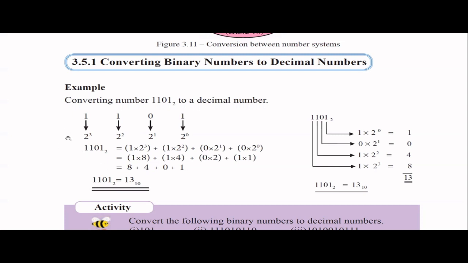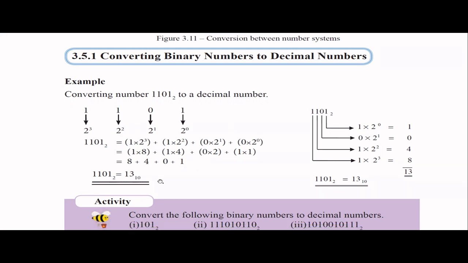Now, if there were another digit here, it would be multiplied with the weighting factor of 2 to the power 4, then 2 to the power 5, 2 to the power 6, like that. Here we stop at 1 into 2 to the power 3, that means 8. Then you write all these numbers and add them. 8 plus 4 plus 1 is 13 with the base 10. Understood? This way also you can do it.